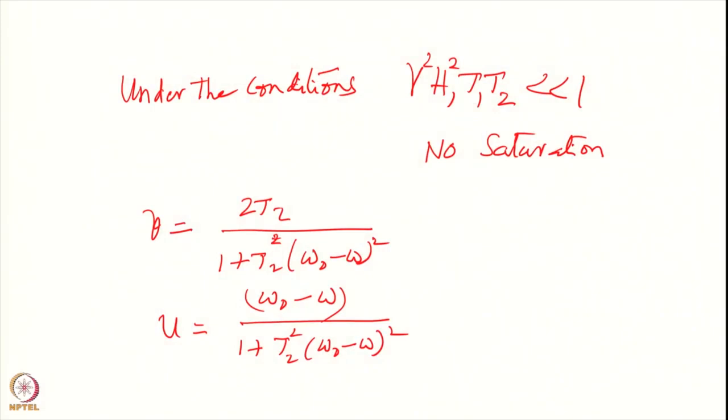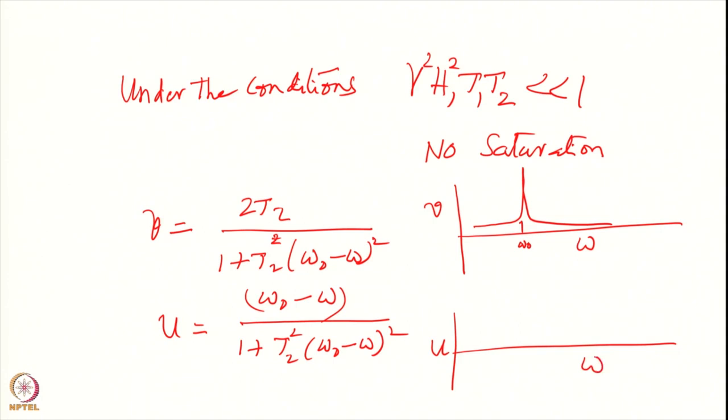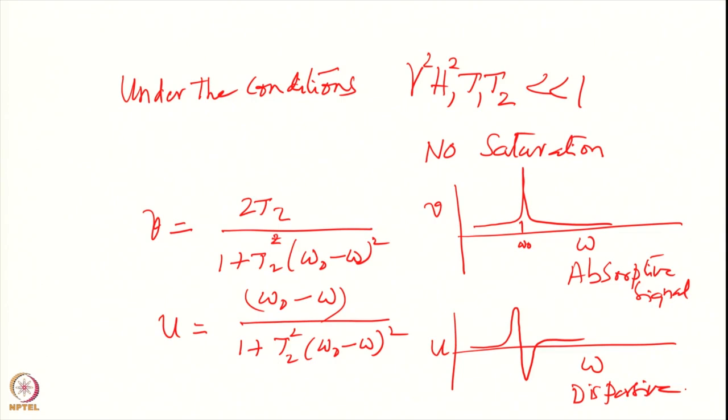Okay. Now, if I want to draw this curve, I want to plot v versus omega. This is omega here, this is v here. How does it look? This will look like this, and the center is omega naught. If I plot u versus omega, how does this look? This will look like this, down like this, and like this. So this is called the absorptive signal. And this is the dispersive signal.